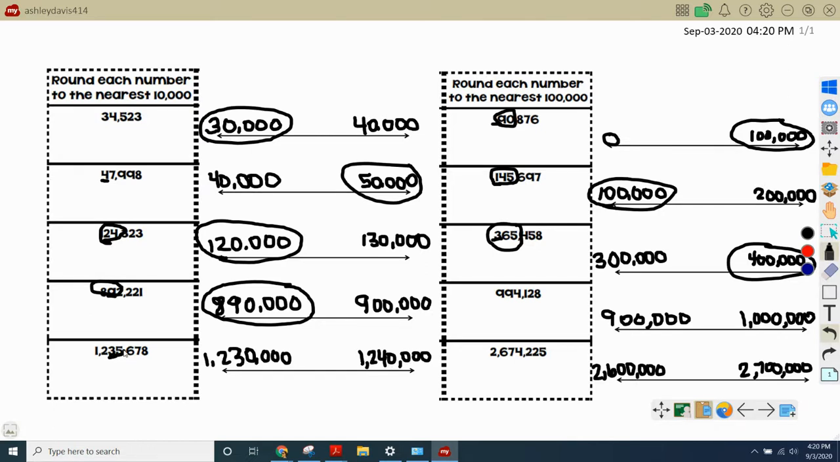So is this 35 right here closer to 30 or 40? Okay, remember a 5 helps round up, so it's actually closer to 1,240,000.